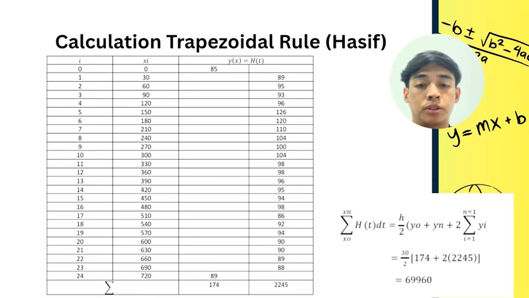This slide shows the trapezoidal rule calculation for subject Hasif over the entire session. The heart rate data was recorded at 30 second intervals and substituted into the trapezoidal formula. Using the first and last values along with the sum of intermediate data points, the total cardiovascular workload is calculated as 69,660 BPM per second. This result will be compared with subject Hafiz in the following section.